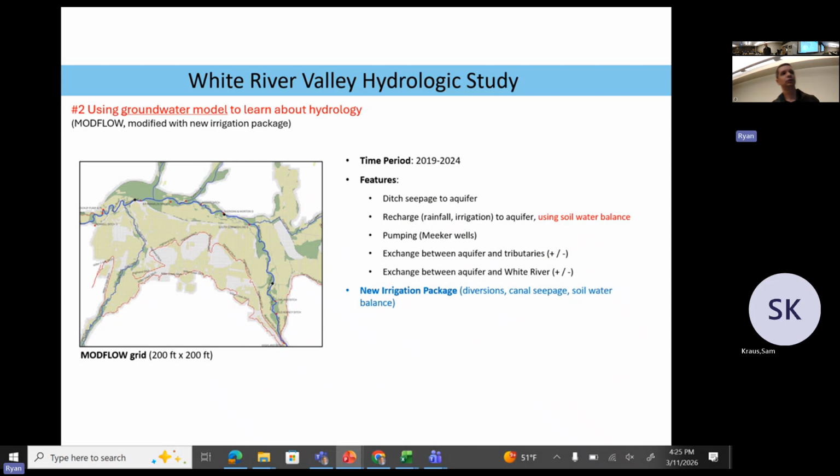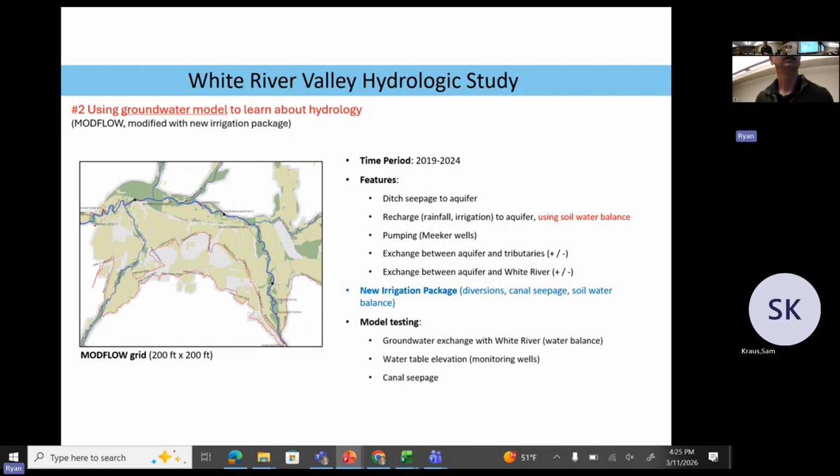To do this, we developed a new irrigation package for MODFLOW that tracks daily diversions, daily canal seepage, and soil water balance. So you could apply this more realistically for a study area like the White River.